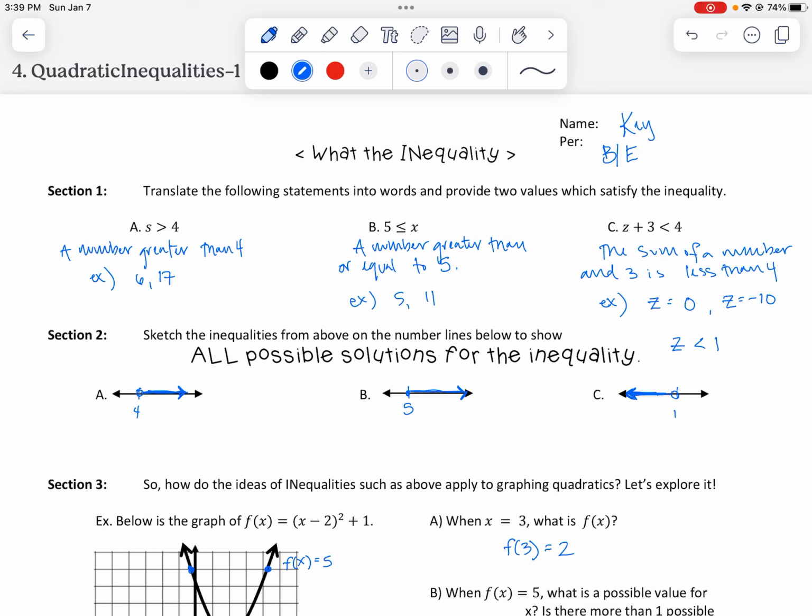Hi everyone, welcome to the guided notes for section 4 on quadratic inequalities, where we take our knowledge about inequalities and start to apply them to polynomial graphs.